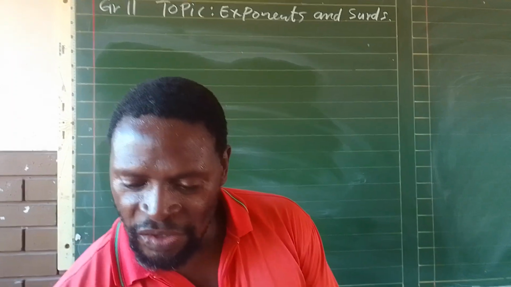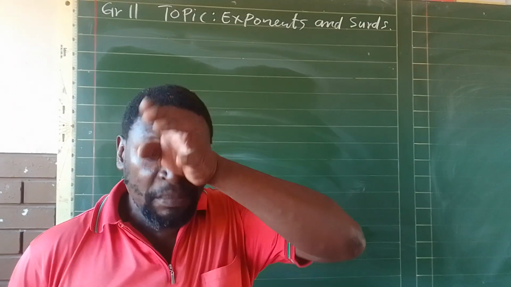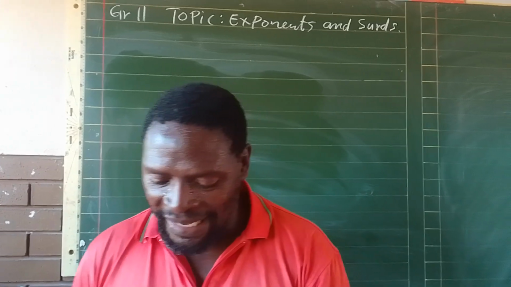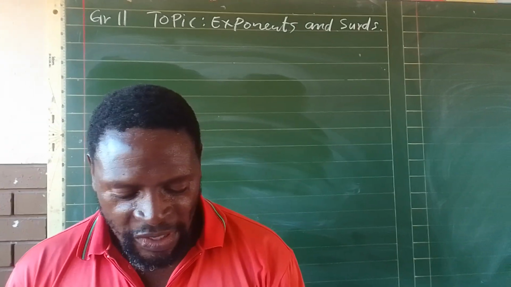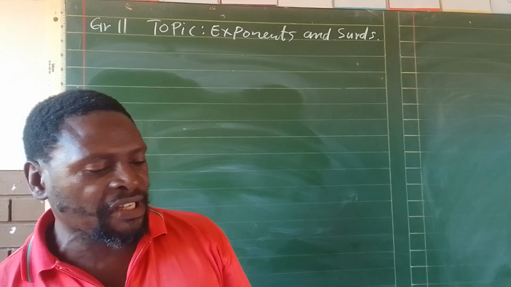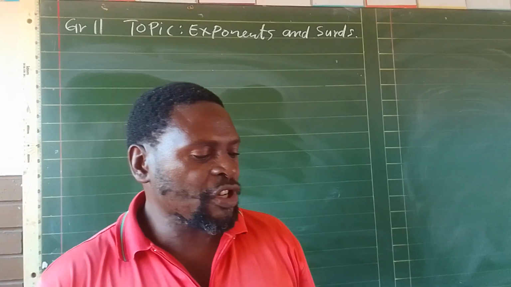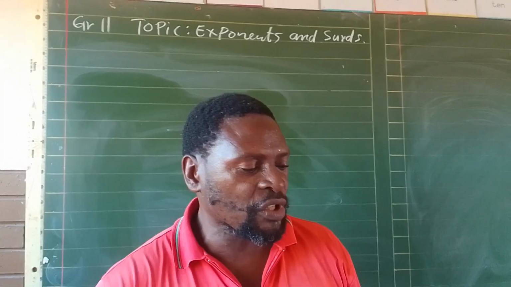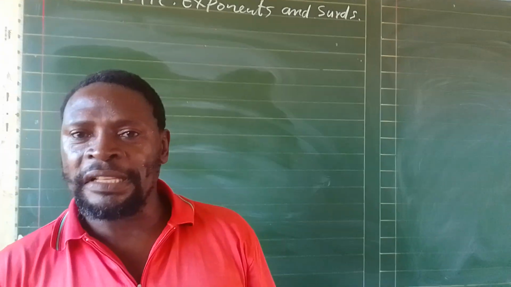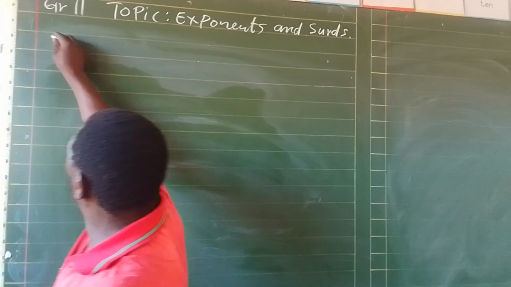As we are still doing grade 11 mathematics, we are dealing with the topic of exponents and surds. In the previous video we did number 1, which says simplify the expressions and solve the equation using the laws of exponents for rational exponents. Now we are going for number 2.